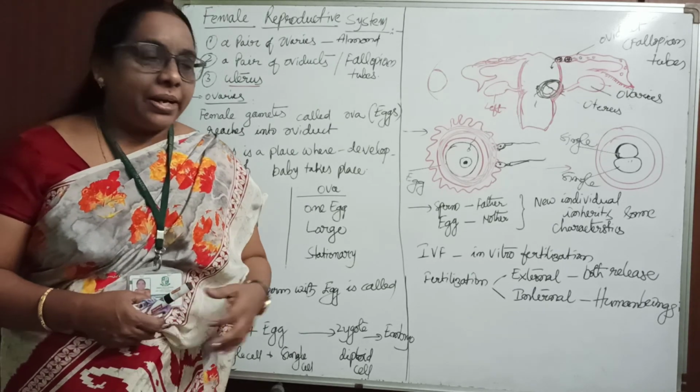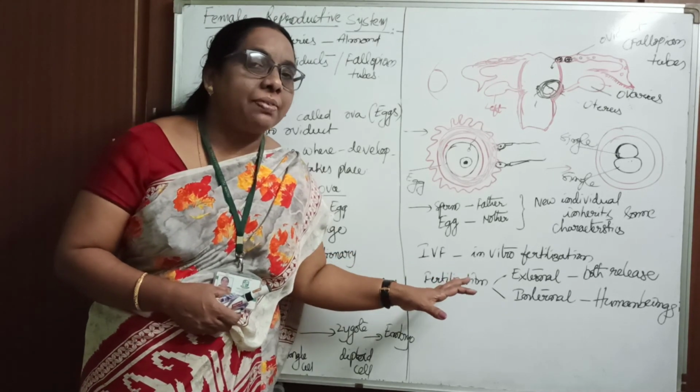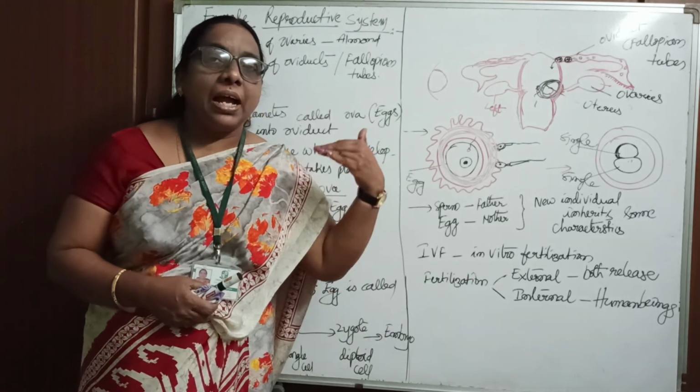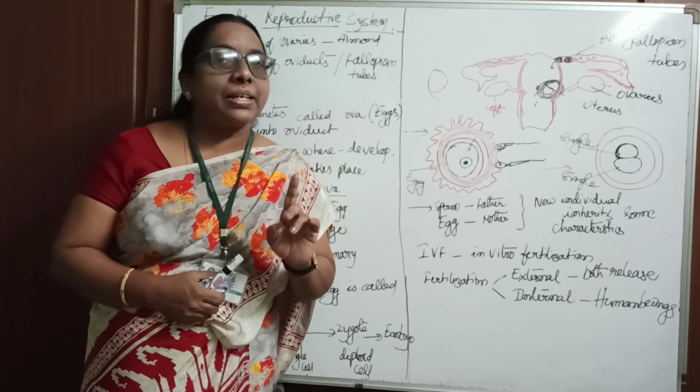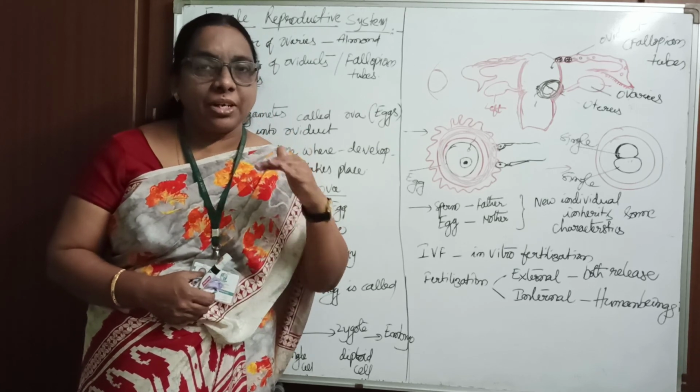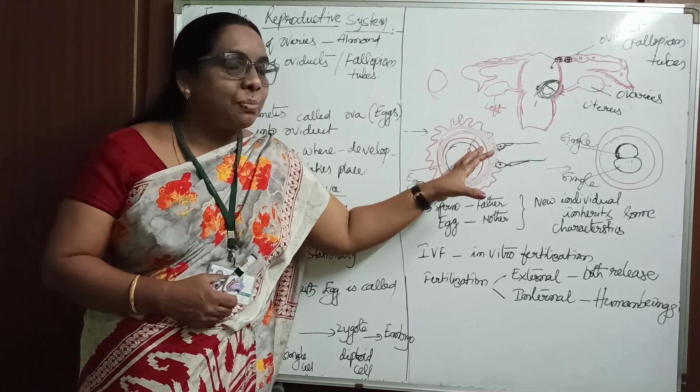Children, about external fertilization, the frog life cycle, and how the fertilization occurs, I will explain in the next class. That's all for today. In today's class I covered the female reproductive system, the differences, and how the fertilization process occurs.